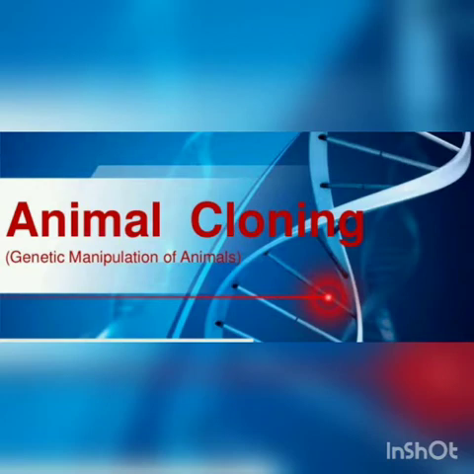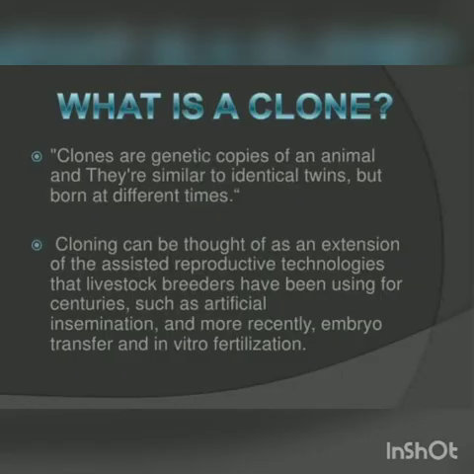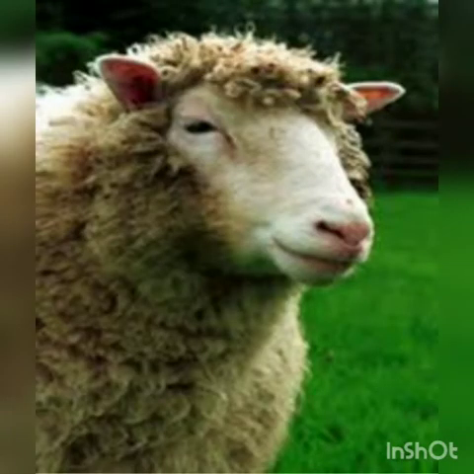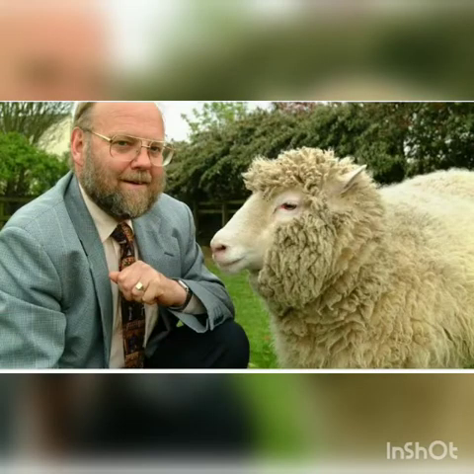Next, we move on to animal cloning. What is meant by cloning? Cloning is a process of producing genetically identical individuals of an organism either naturally or artificially. In nature, many organisms produce clones through asexual reproduction. Dolly was the first mammal, a sheep clone, developed by Ian Wilmut and Campbell in the year 1997.